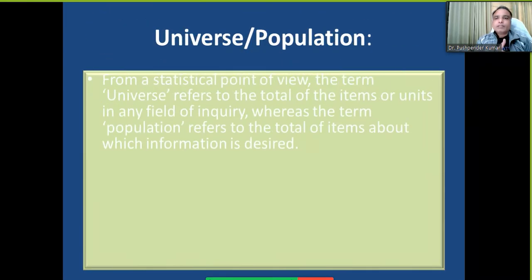Here you can further define it as universal population. From a statistical point of view, the term universe refers to the total of the items or units in any field of inquiry, whereas the term population refers to the total of items about which information is desired, right? So here it's about each and every individual, and population is in total how many individuals are there, right? Total of items.